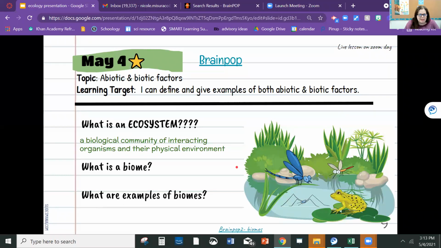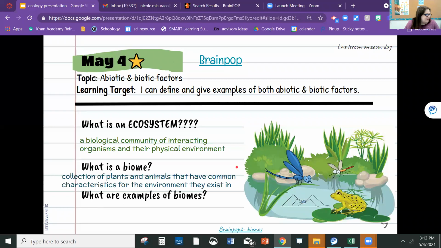So now we're on this page of our digital notebook. Again, we're writing down these definitions. A biological community of interacting organisms and their physical environment. It's different than a biome, which is defined as a collection of plants and animals that have common characteristics for the environment that they exist in.